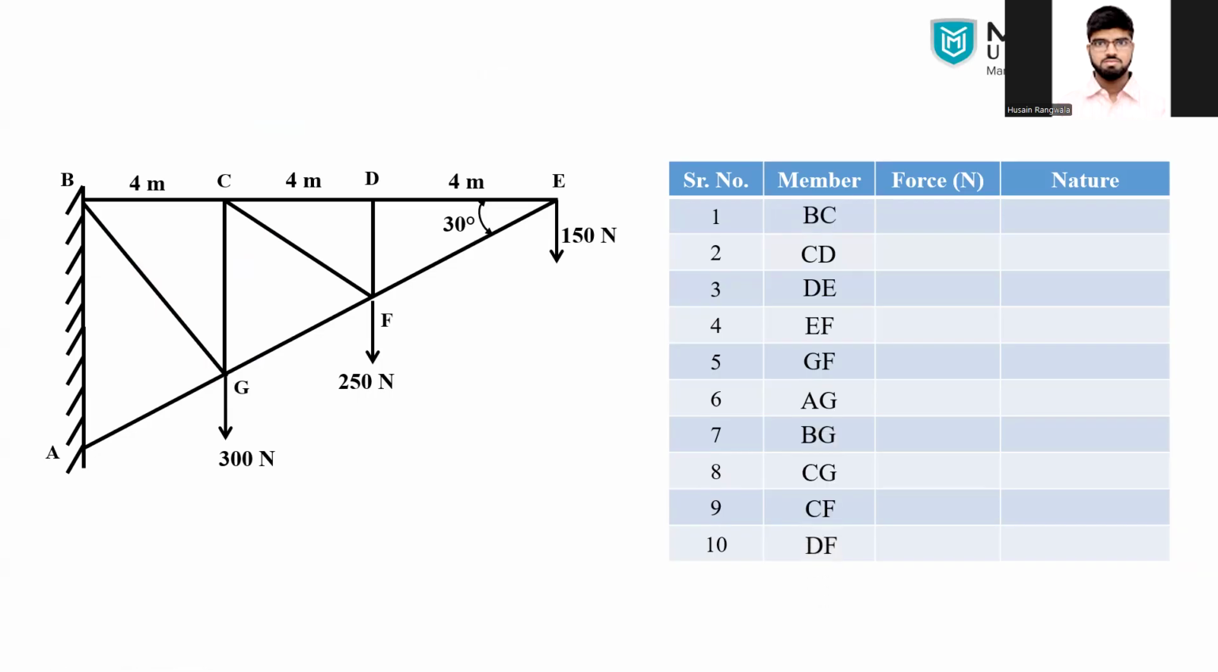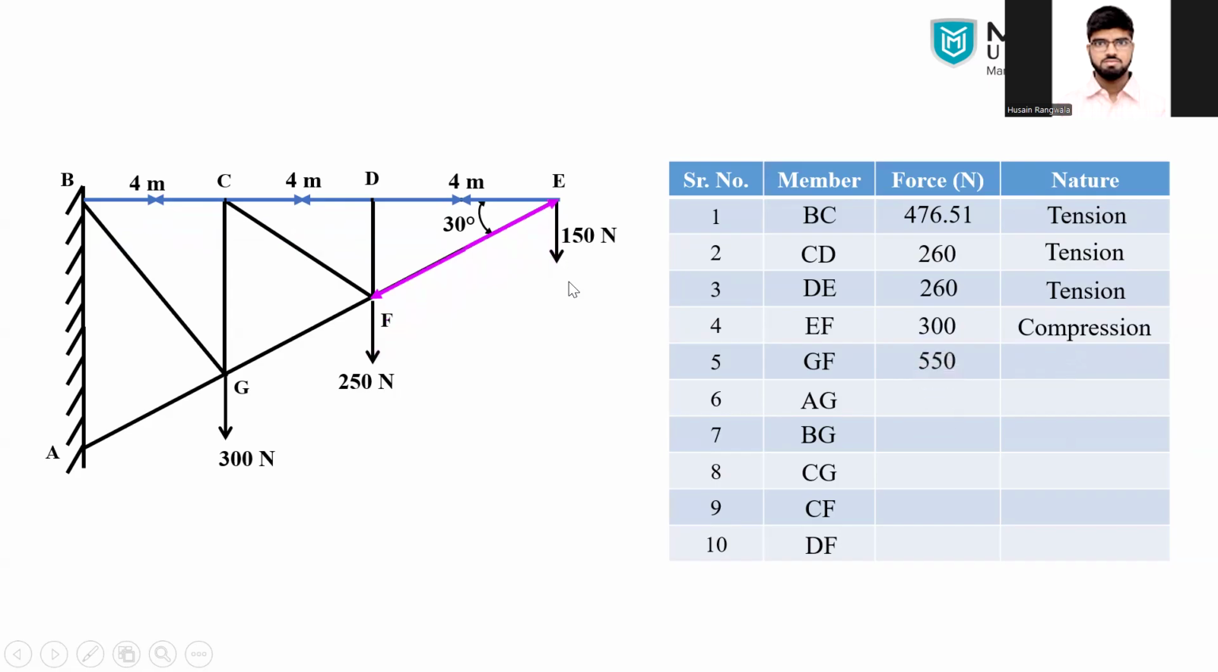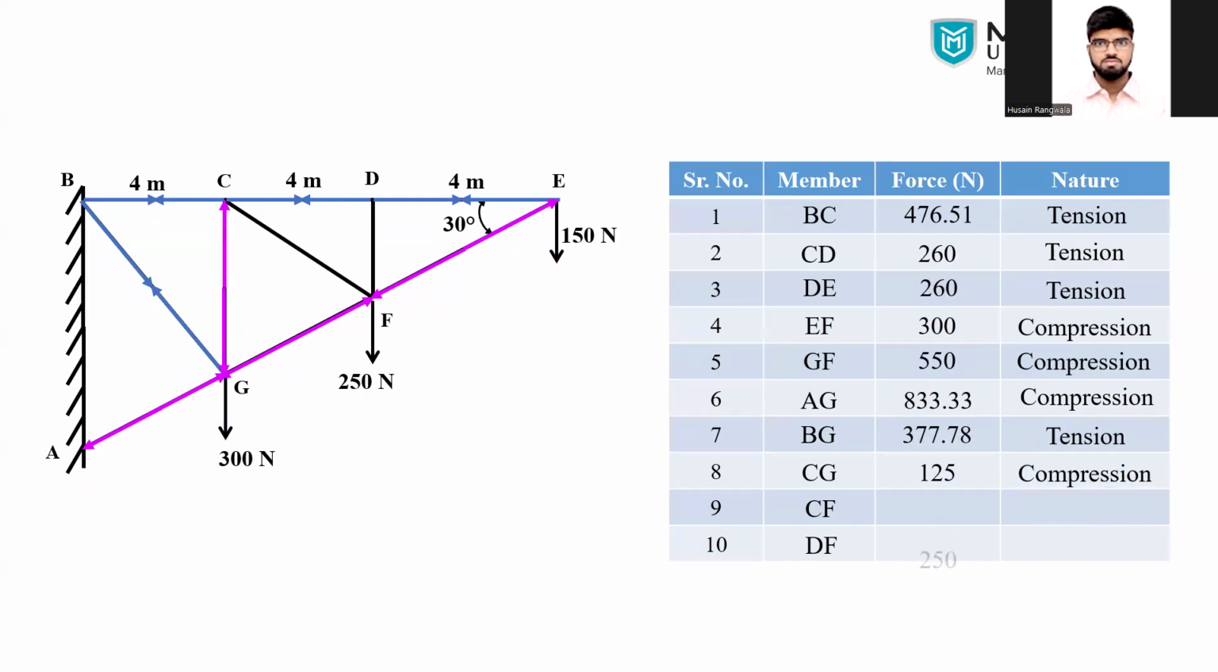So let's make a quick summary over here. Member BC that we have found out at the end, 476.51, nature was tension. Member CD 260 tension. Member DE 260 tension. Member EF, there is a 300 compression. Member GF 550 compression. AG, there is a 833.33 compression. Member BG, which is an inclined member, 377.78 tension. Member CG, there is a 125 Newton compression. CF 250 tension, and DF was a zero force member.